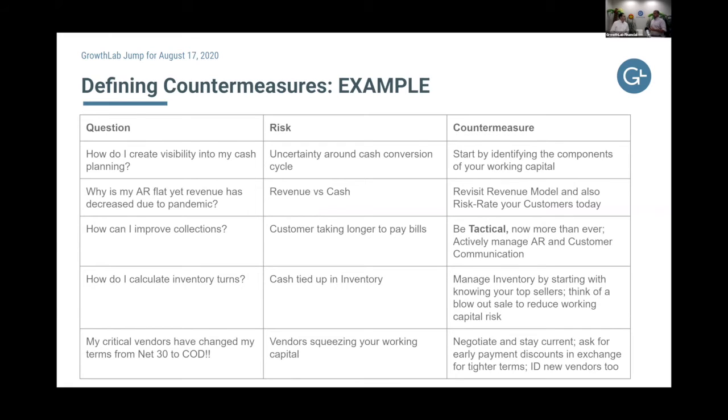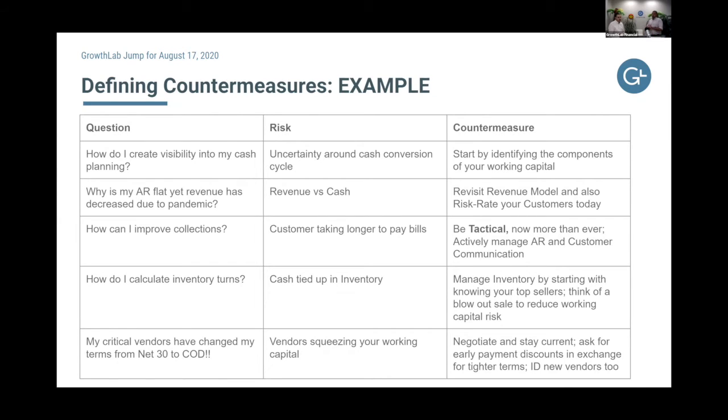Some are really small, tactile efforts that you can do, and others are more strategic, right? Like changing your entire revenue model to improve your days outstanding. That's like oil and water. So, question number one. How do I create visibility into my cash planning?